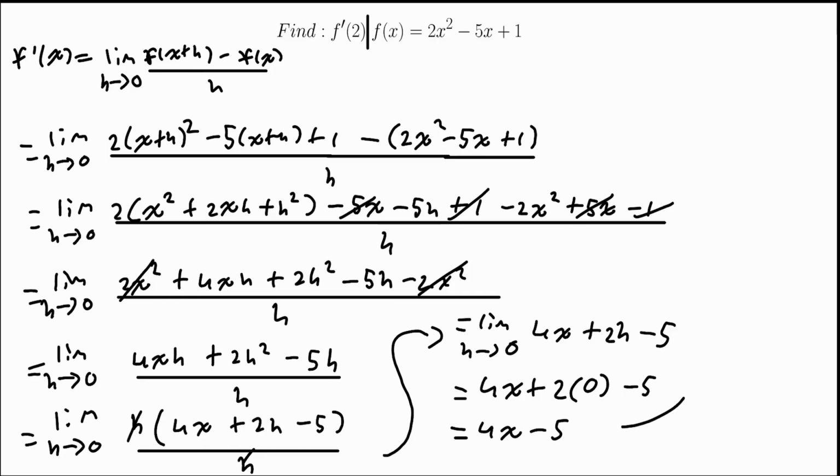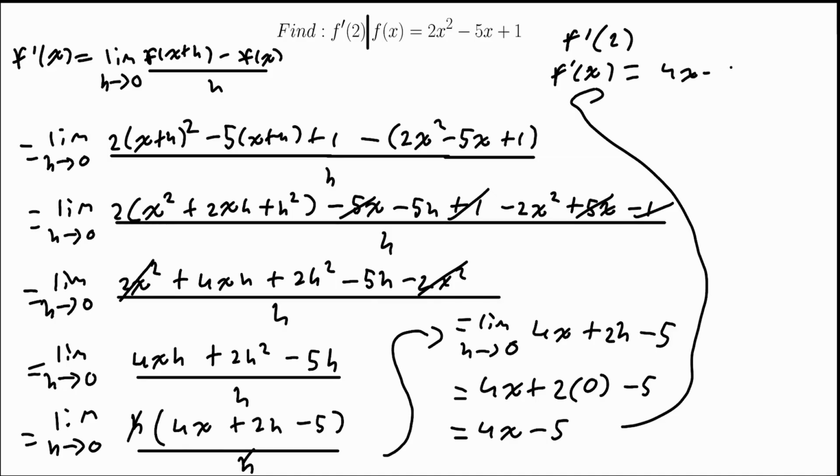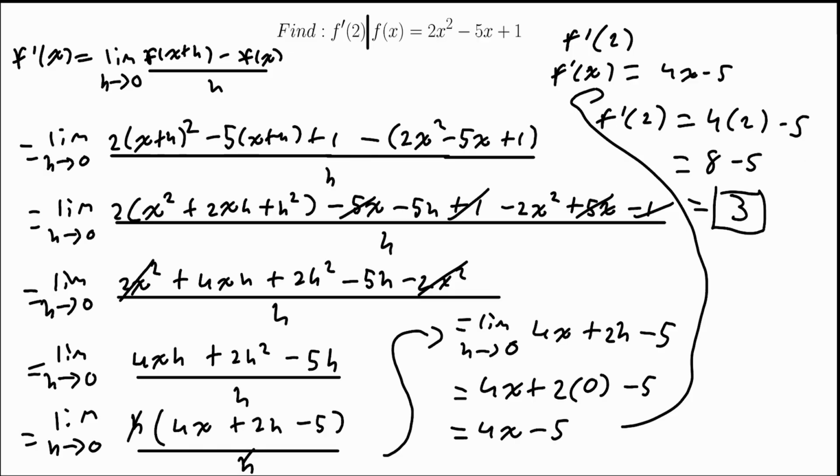And I'm going to do this up here. We were asked to evaluate f prime of 2. And we just found f prime of x to be equal to 4x minus 5. Therefore, f prime of 2 will be equal to 4 times 2 minus 5. And this will be equal to 8 minus 5, or 3. And that is our final answer.